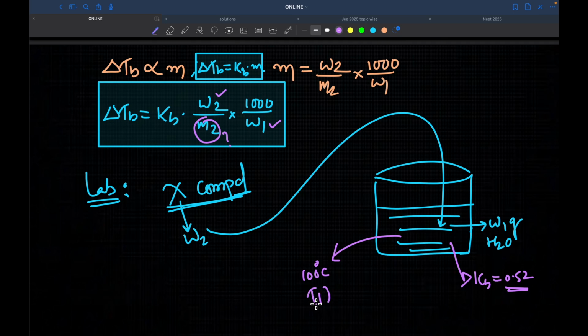This is our T1. Now what do you do? You put W2 grams of X into the solution, then you boil it. Then you measure the temperature of boiling by thermometer, right? Let us say the thermometer shows 110 degrees Celsius. So the difference is nothing but what? Elevation in the boiling point.